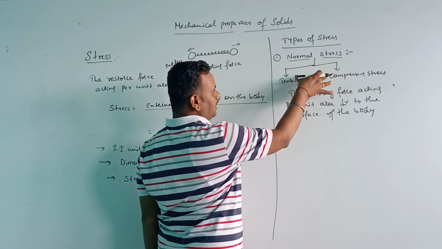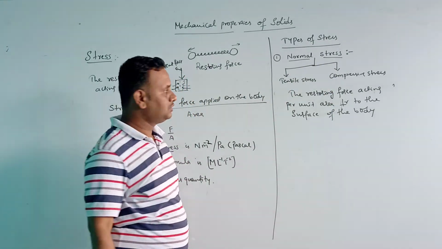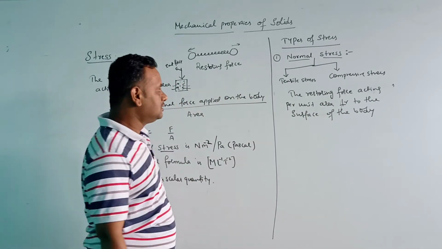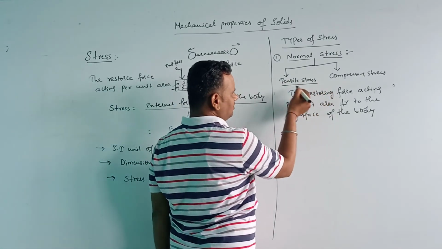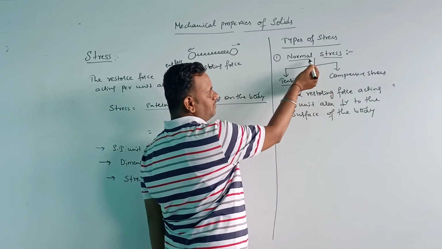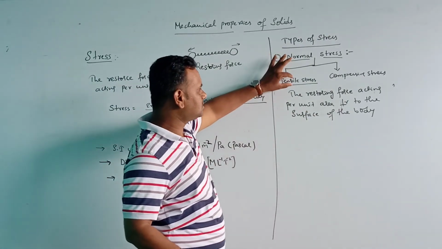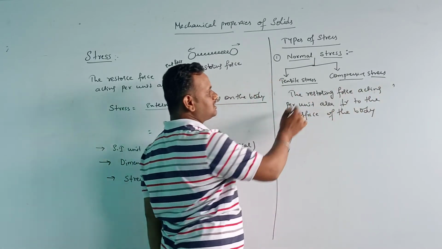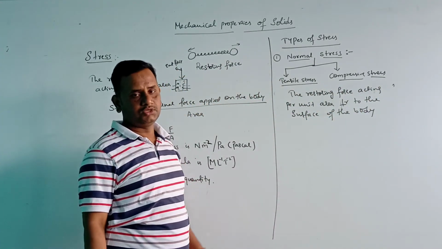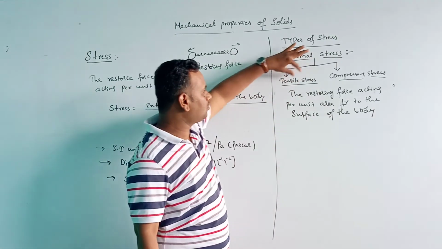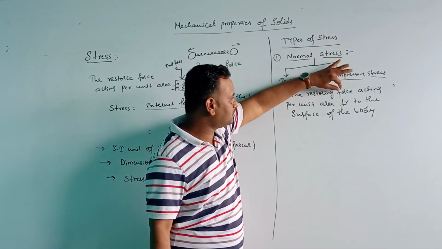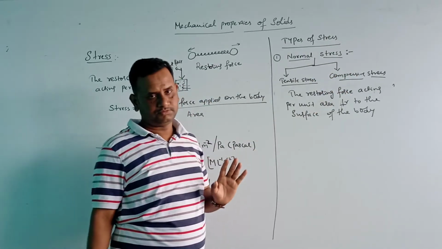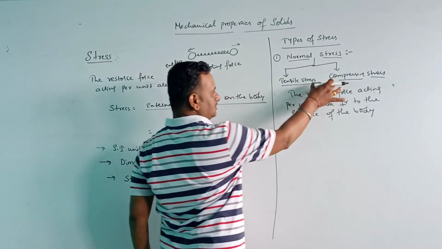Again, in normal stress, we have two types of stress. One is tensile stress, the other one is compressive stress. So, what is tensile stress? It is a type of normal stress. The definition is the same for tensile stress and compressive stress: the restoring force acting per unit area perpendicular to the surface of the body. Then what is the difference between these two stresses?